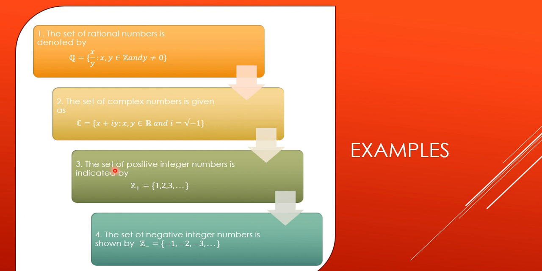The set of positive integer numbers is indicated by Z plus, equals 1, 2, 3, 4. The set of negative integer numbers is shown by Z minus, equals minus 1, minus 2, minus 3, and so on.